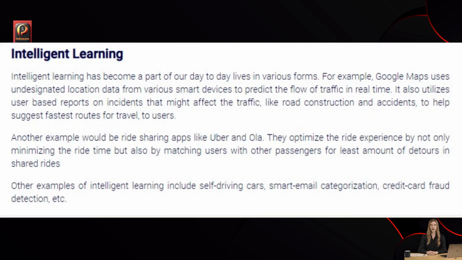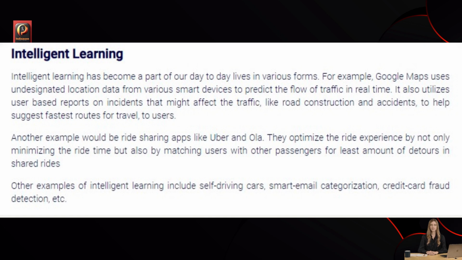Intelligent learning. Intelligent learning has become a part of our day-to-day lives in various forms. For example, Google Maps uses anonymized location data from various smart devices to predict the flow of traffic in real time. It also utilizes user-based reports on incidents that might affect the traffic, like road construction and accidents, to help suggest fastest routes for travel to users.